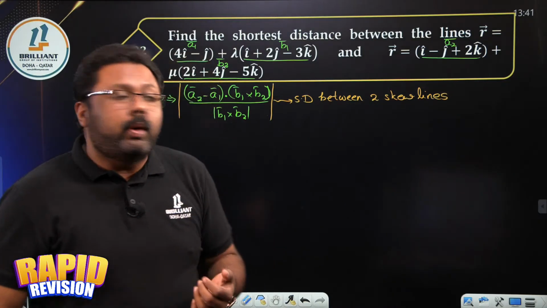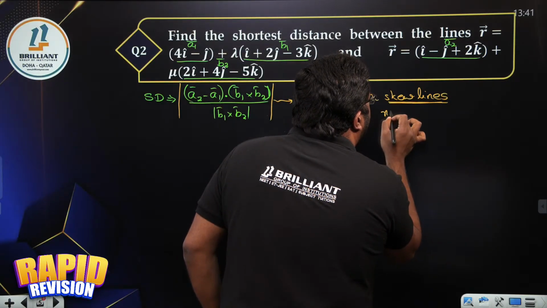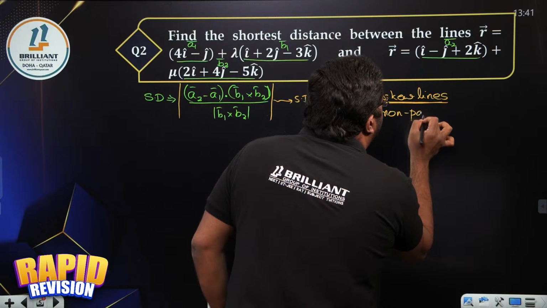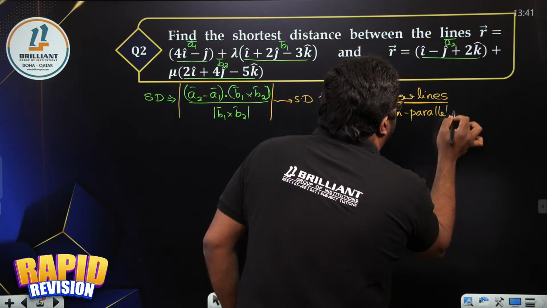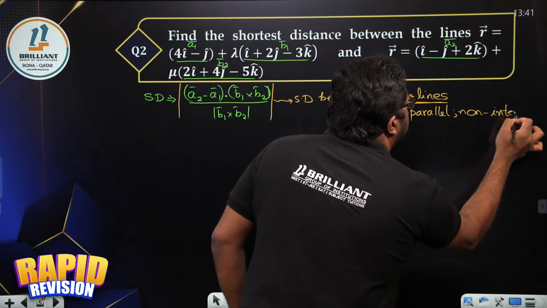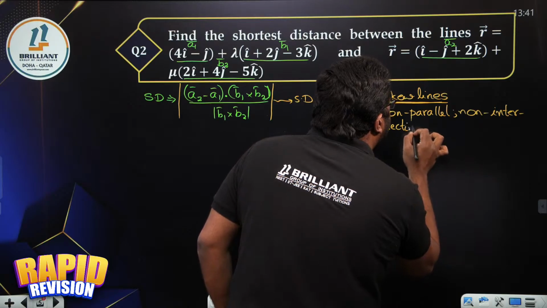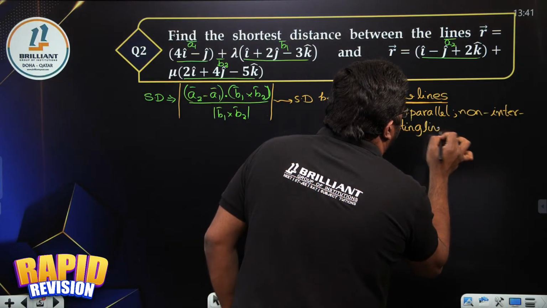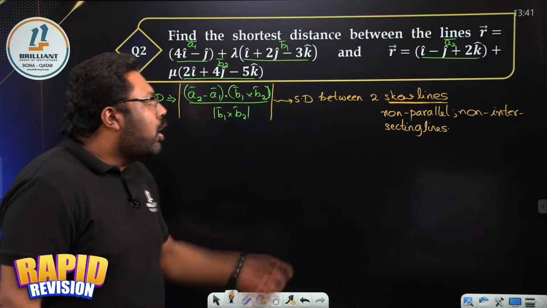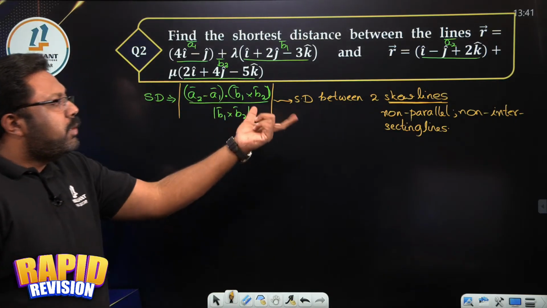What are skew lines? Non-parallel, non-intersecting lines are called skew lines. So you're going to find the shortest distance between 2 skew lines.